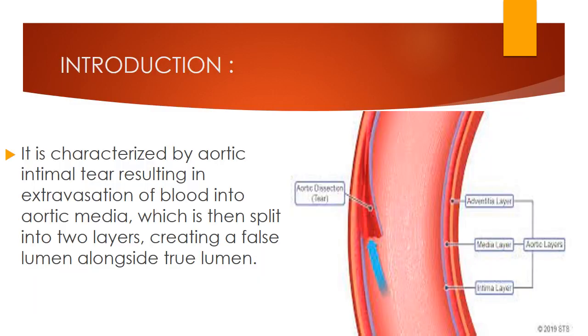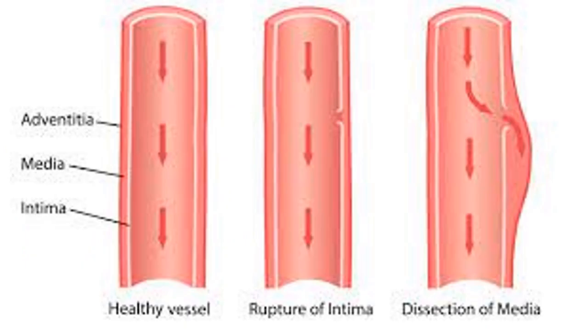Like any other vessel in the body, the aorta also has three layers: tunica intima, tunica media and tunica adventitia, which is also known as tunica externa. Aortic dissection occurs when there is a tear in the tunica intima of the aorta, which results in extravasation of blood into the tunica media, which is then split into two layers, creating a false lumen alongside a true lumen.